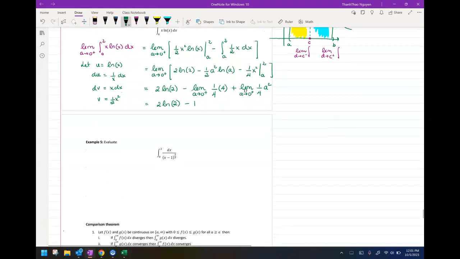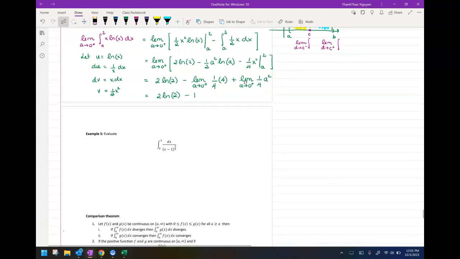What happens when we have a discontinuity in the middle of the interval? So here we know that we have a discontinuity at 1. So let's go ahead and break this interval into two parts. Here we look at the integral from 0 to 1 of dx over x minus 1 to the 2/3, plus the integral from 1 to 3 of dx over x minus 1 to the 2/3.